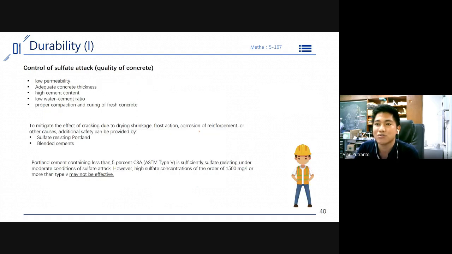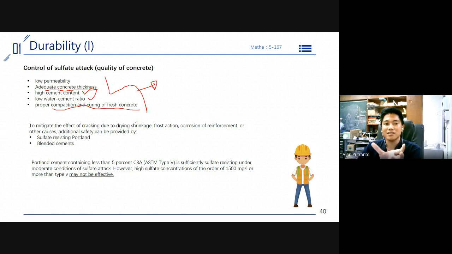Okay. To control the sulfate attack, actually we should have low permeability of the concrete structure. Okay, and then we should have adequate concrete thickness. We should have a high cement content, low cement water ratio, and then proper compacting and curing of the concrete. To mitigate this kind of effect, we can provide another additional safety, like sulfate resisting Portland and blended cement.